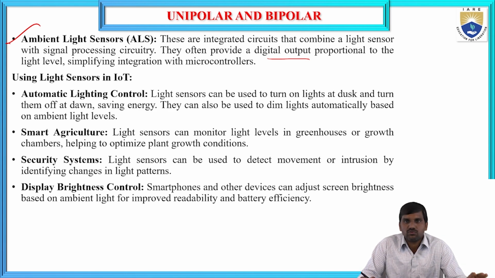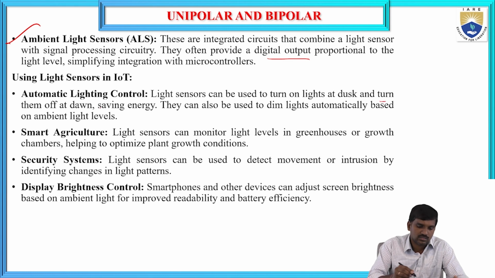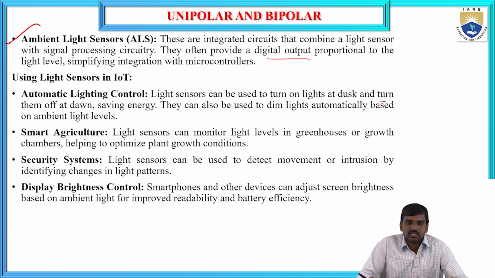Using light sensors in IoT, the first is automatic lighting control. In order to develop any IoT project, the initial thing is automatic lighting control. It can be used to turn on lights at dusk and turn off them at dawn, saving energy. They can also be used to dim lights automatically based on ambient light levels. So this is the first use of light sensors in IoT.